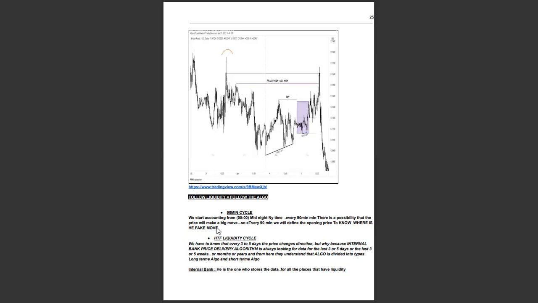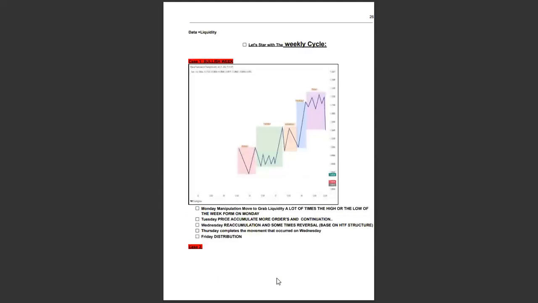But why? Because the internal bank price delivery algorithm is always looking for data for the last 3 or 5 days, the last 3 or 5 weeks, or months, or years. And from here, to understand that, algo is divided into types: long-term algo and short-term algo. The internal bank is the one who stores the data for all the places that have liquidity.